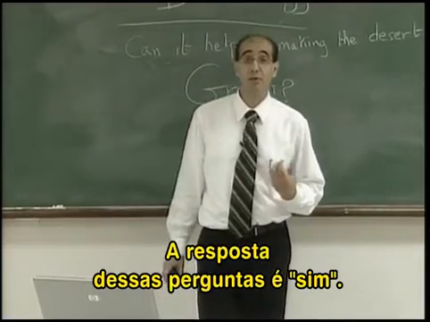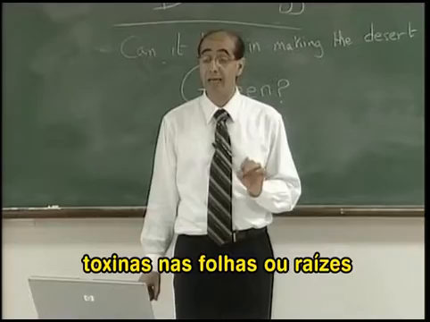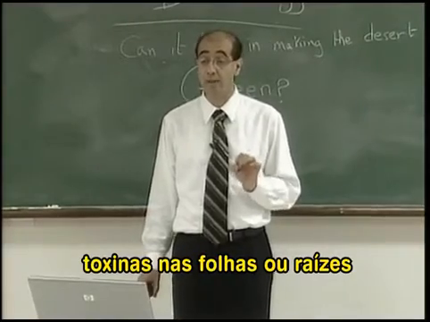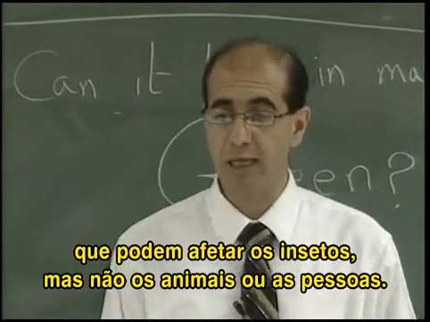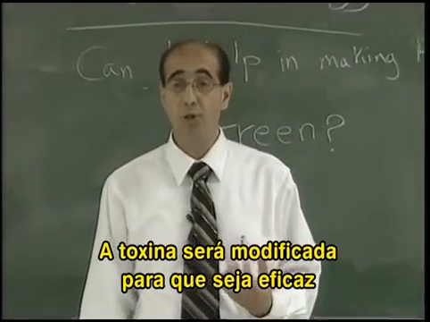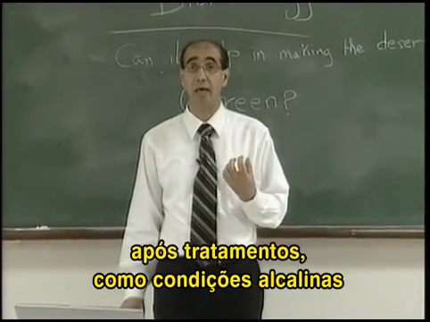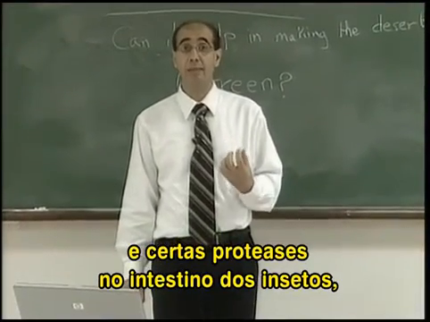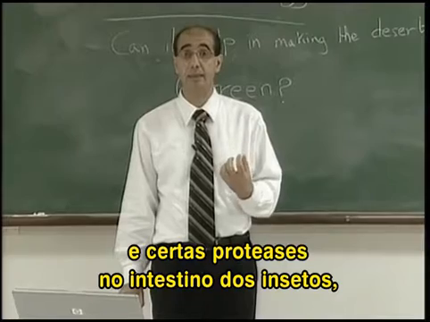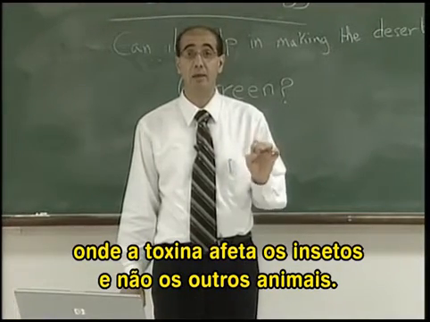The answer for this question is yes. Plants can be engineered to produce a toxin in their leaves or roots. These toxins can specifically affect insects, but not the human or animal consumers. The toxin will be engineered to be only effective after certain treatments, such as the alkaline conditions and certain proteases in the insect guts, where the toxin will affect only the insects, but not the other creatures.